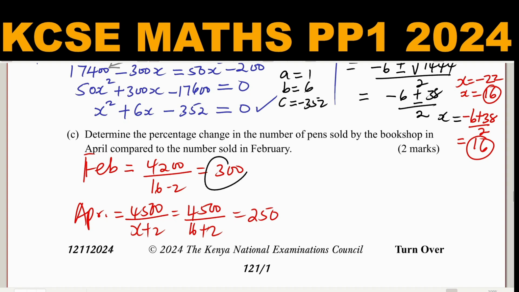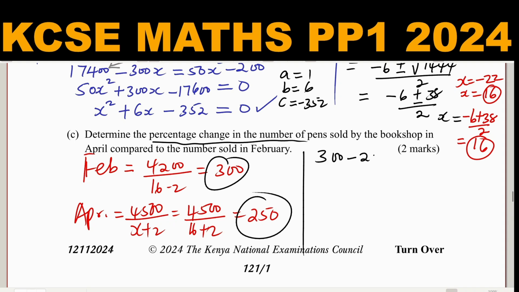So we are supposed to find the percentage change in April compared to the number of pens sold in February. So look at the change. In February 300 pens, in April 250. So the change is 300 subtract 250, which is 50. So percentage change is equal to change, which is 50, divided by the original, that is February. You're going to use the original as February, that is 300, and then multiply by 100.